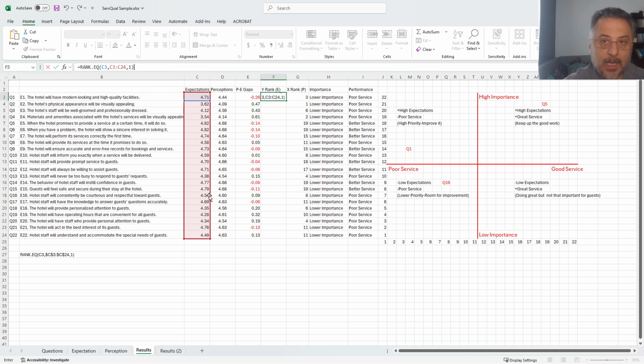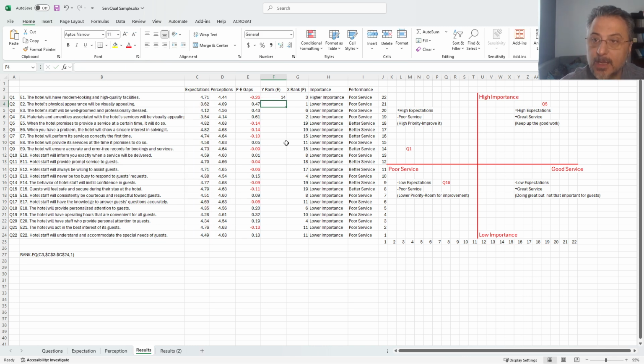Now, one thing I want you to be careful with. If we do this, and actually let me show you the error. If we do this without any modification, for example, C3 to C24 are all the expectation values, right? If you go to the next one, it automatically adjusts to C4 to C25. But we want C3 to C24 to be the same for all of them.